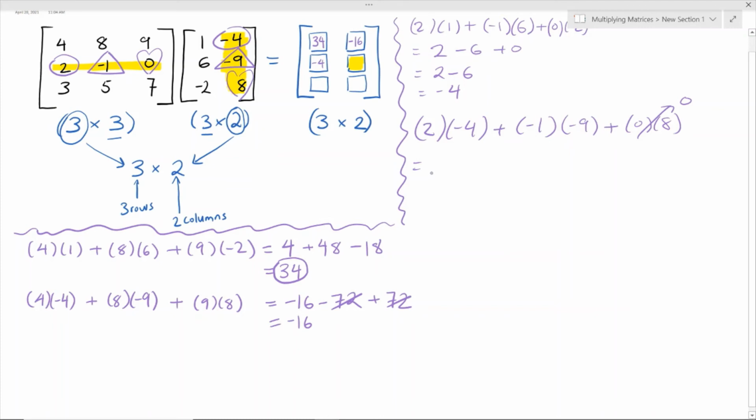So 2 times negative 4 is negative 8. Negative 1 times negative 9 is positive 9. Negative 8 plus 9 gives 1. So this here is going to be 1.